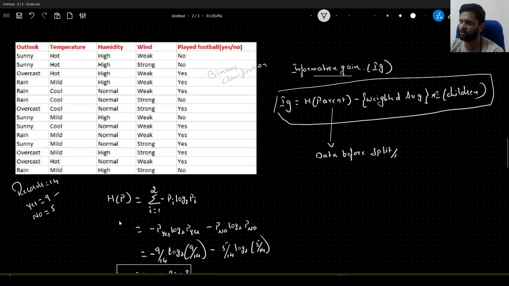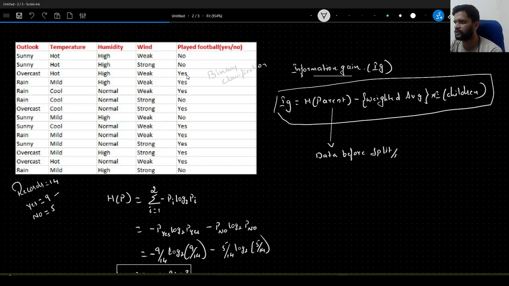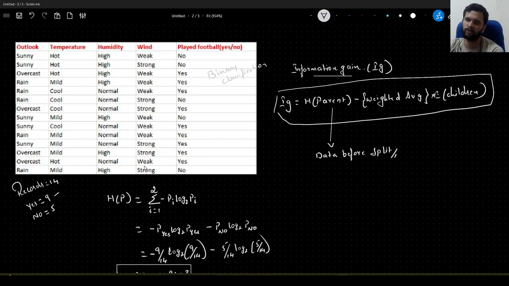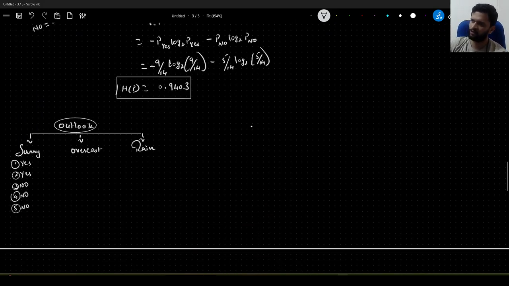So similarly for the overcast, how many records do we have for overcast? 1, 2, 3, 4. 4 records. And out of these 4 records, how many are yes and how many are no? That we have to compute. So overcast, this is yes. Overcast, this is yes. Overcast, this is yes. Overcast, this is yes. So for all the overcast records, the target variable is yes. So I will just write 4 yeses here.